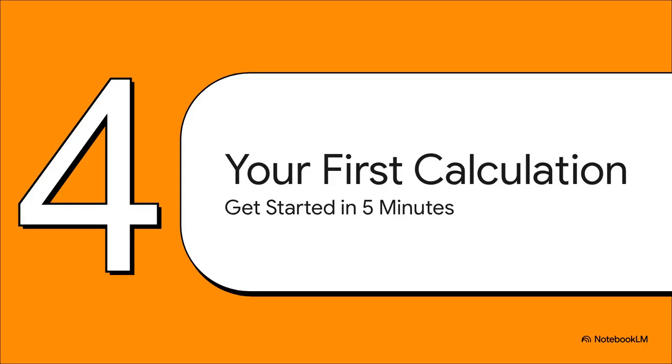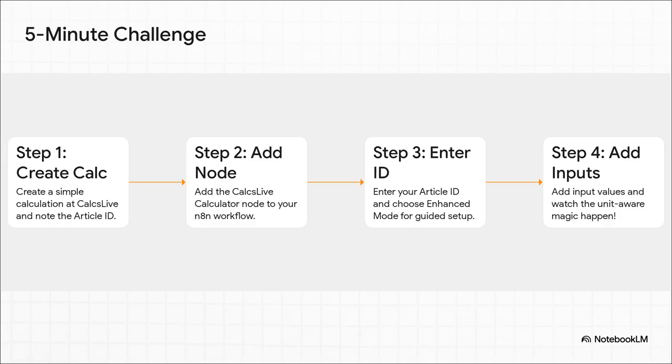All right, so you're probably thinking, this sounds great, but how hard is it to get started? Well, the best part is you can get your first win with this in like five minutes. Seriously, let's make this real. I'm going to walk you through just how simple it is to get this set up. Okay, I'm giving you a five-minute challenge. Ready? Step 1, create a simple calculation on the CalcsLive website and just grab its article ID. Step 2, add the CalcsLive calculator node into your n8n workflow. Step 3, pop that article ID right in there. And finally, step 4, add your input values and just watch the magic happen. All the unit stuff is handled. It really is that straightforward.